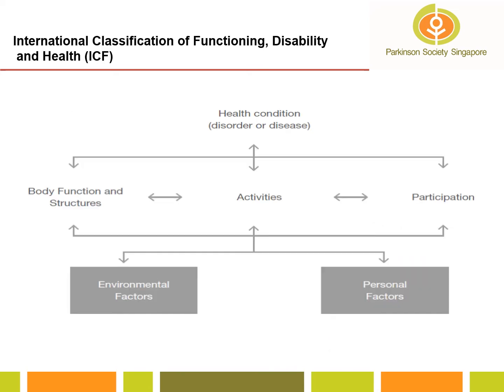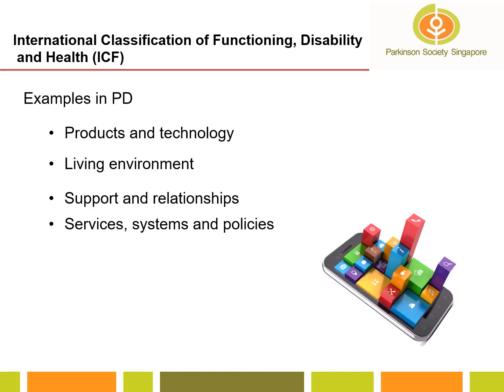And moving on, we're talking about the environmental factors in the ICF model, and we're looking at the physical, social, and attitudinal environment in which this person lives or conducts their life. Usually for environmental factors, we are looking at external factors that have an impact on our client's health condition. Some specific examples for people with Parkinson's include products and technology, for instance, certain assistive devices that our clients may use to help them move better or complete certain tasks easily. All right, and also living environment.